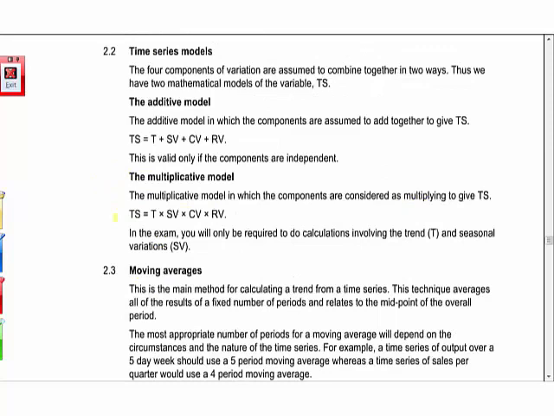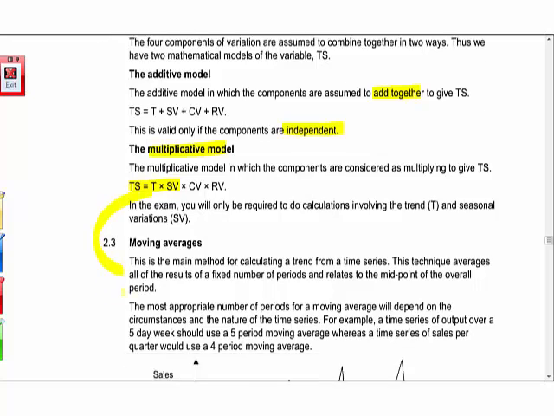The first model that we're going to be looking at is the additive model, where all of the components are added together to give us the time series. But we can only use this if the components are independent. So a better model is the multiplicative model, where all of the components are multiplied together. So the time series is equal to the trend times the seasonal variation times the cyclical variation times the random variation. But in the exam, the good news is we only need to deal with the trend and the seasonal variation.